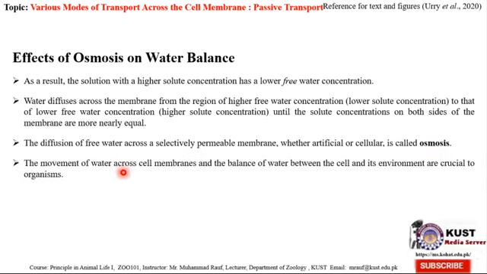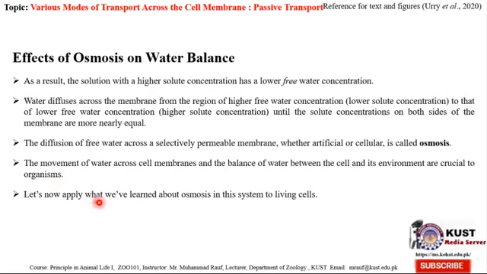Now the movement of water across cell membranes and the balance of water between the cell and its environment are crucial to organisms, because the organism must maintain a proper level of different ions in water inside the cell, and for this process the organisms are actively engaged in a mechanism called osmoregulation.